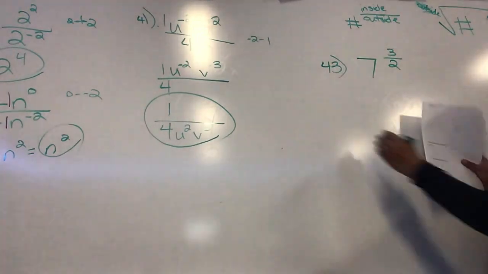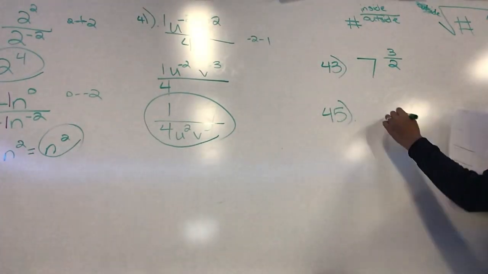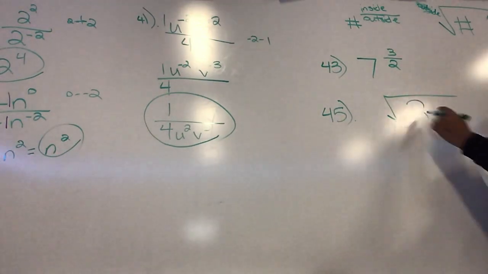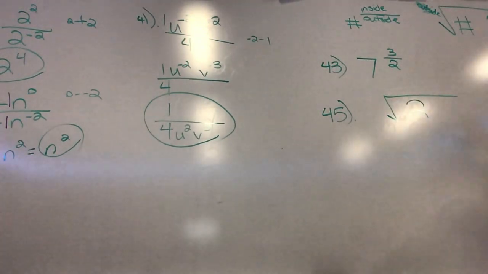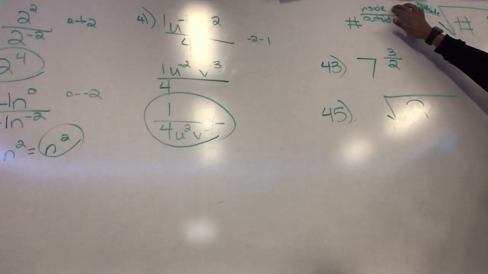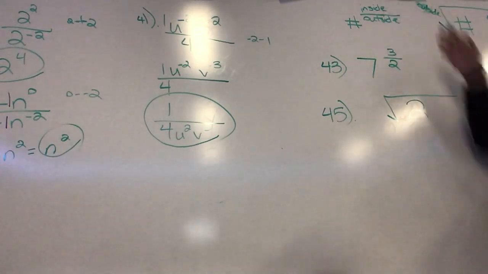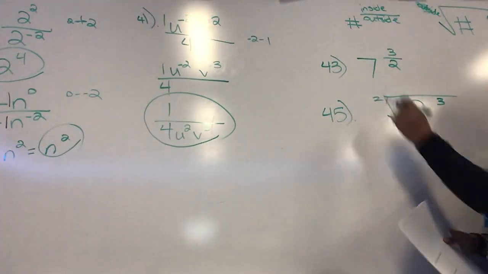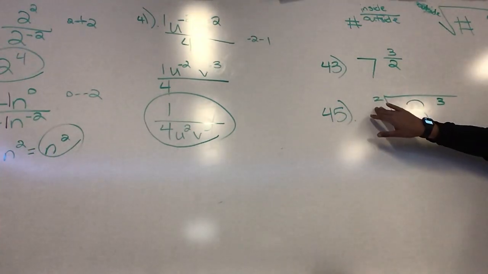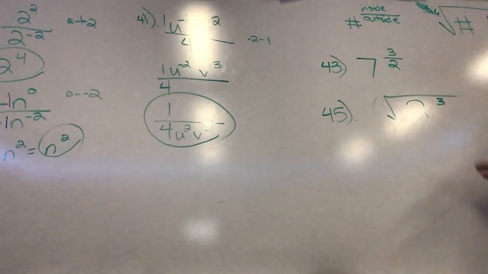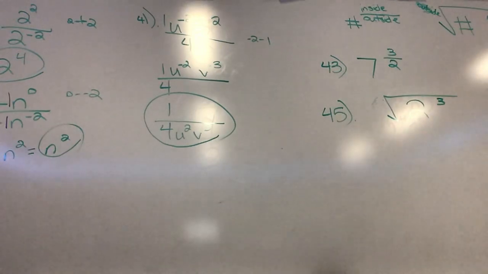Okay, 45 wants you to write it in radical form. So obviously you're going to need a radical. What's our big number that's going to go underneath? 2. Okay, and you can look at it. So I got 3 over 2. This goes on the inside. So what number is going to go on the inside? 3. And then the outside is going to get a 2. Now, do you have to put the 2? Can you? You're probably going to see it like this on your test.